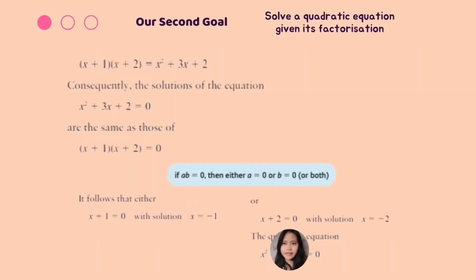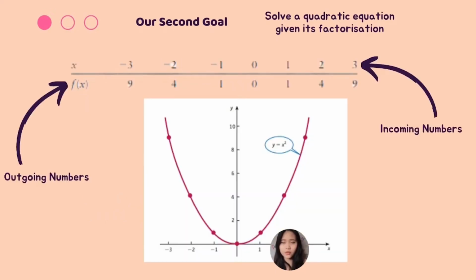So x plus 1 times x plus 2 equals x squared plus 3x plus 2. If a times b equals 0, then a equals 0 or b equals 0. x minus 1 equals 0, so x equals 1. x plus 2 equals 0, so x equals negative 2.